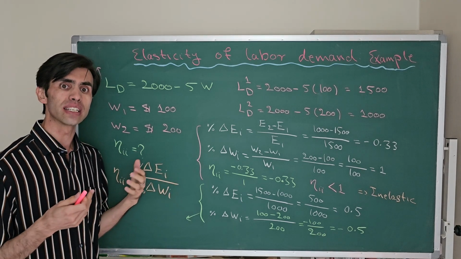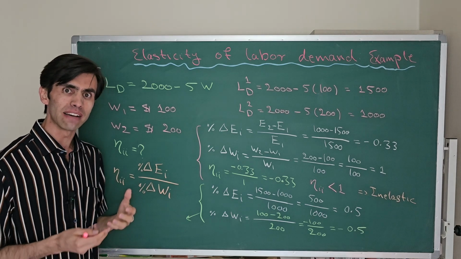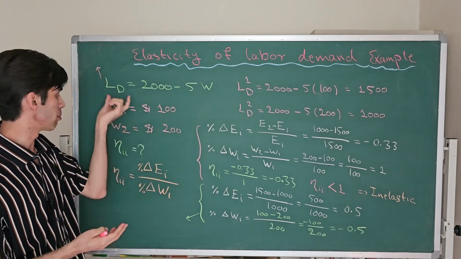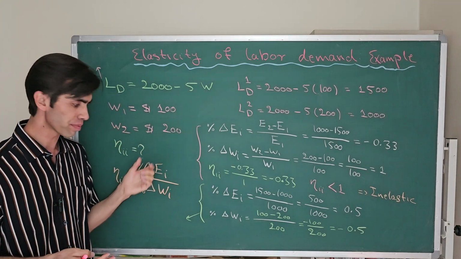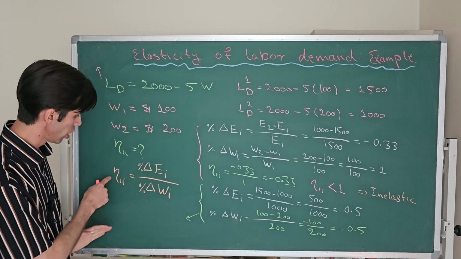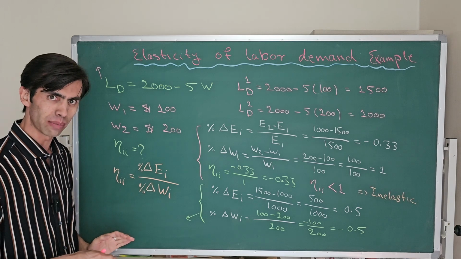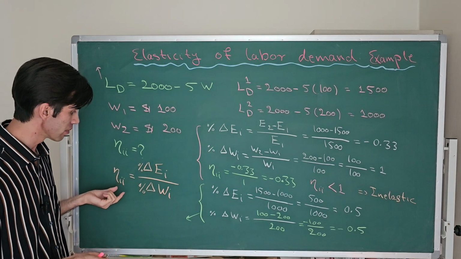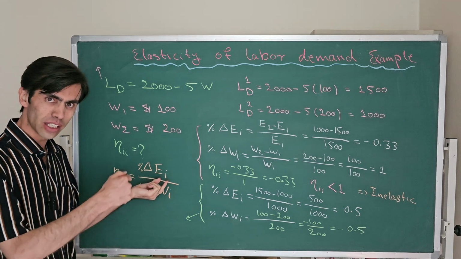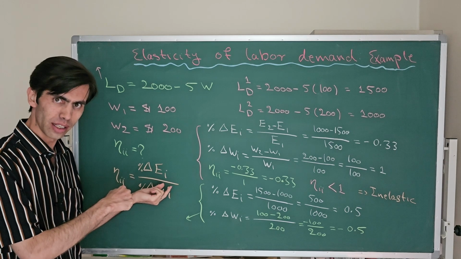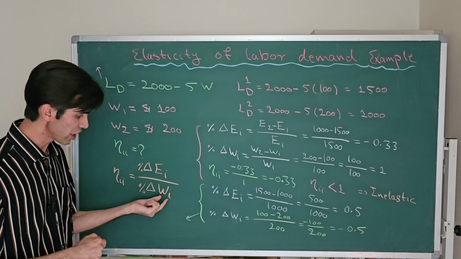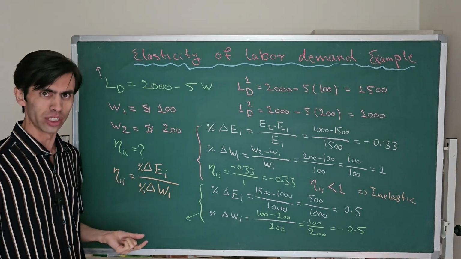What does own wage elasticity mean? It means when the wage level of a specific type of workers changes, for example, bakers in the bakery chains. From the previous video, we know this is the formula: own wage elasticity of labor demand, eta ii, is equal to the percentage change in employment of that i type of workers over the percentage change in wage rate of that specific i type of employees.